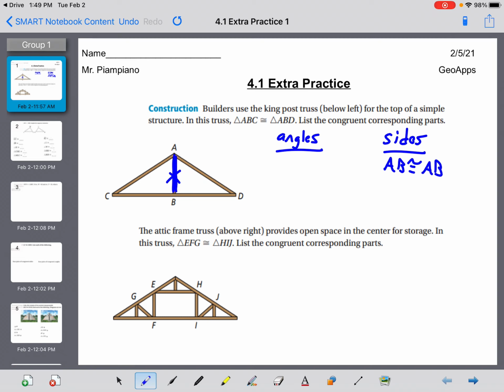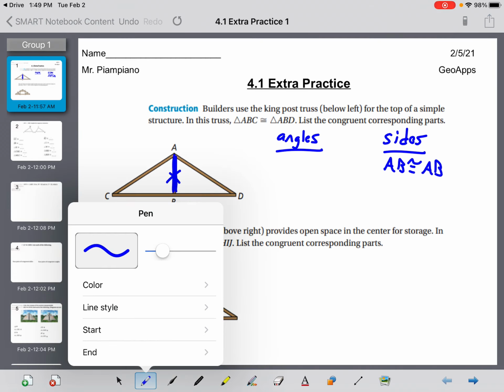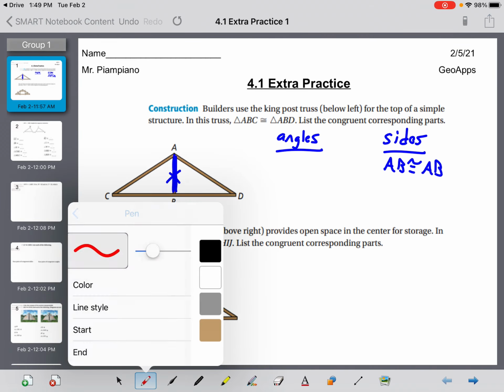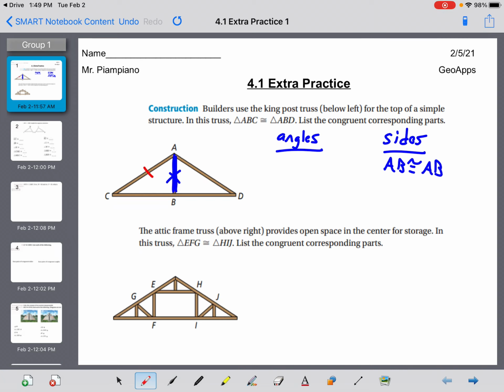Okay, this line right here. Then we have side AC, the long one, is congruent to side AD. Okay. Then we have CB being congruent, or BC being congruent to BD. Okay. Now, in terms of angles, we have angle C congruent to angle D.